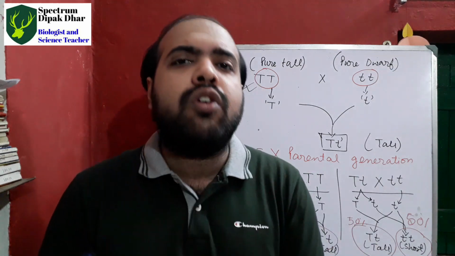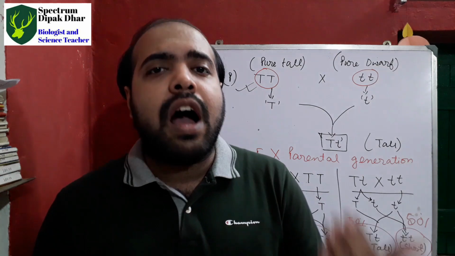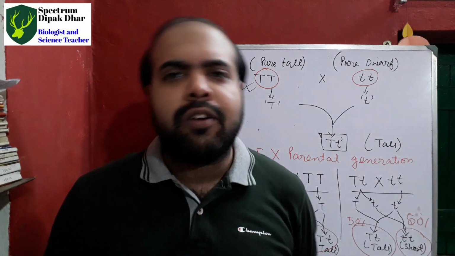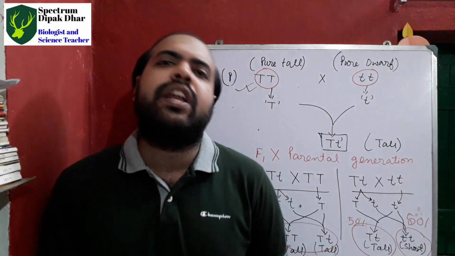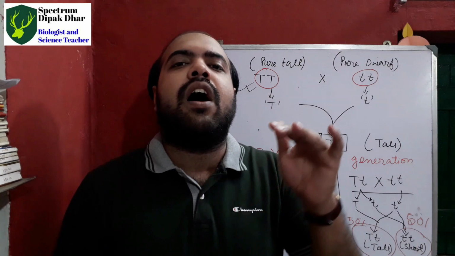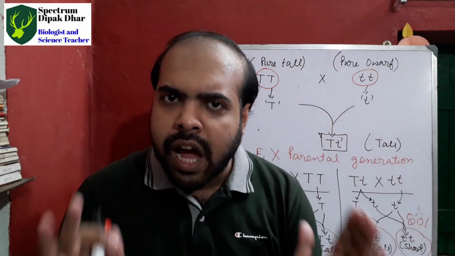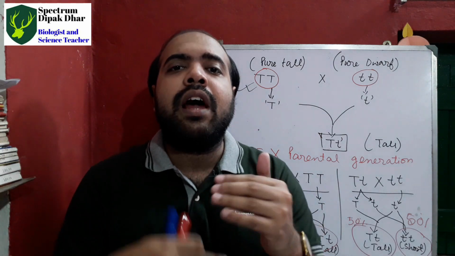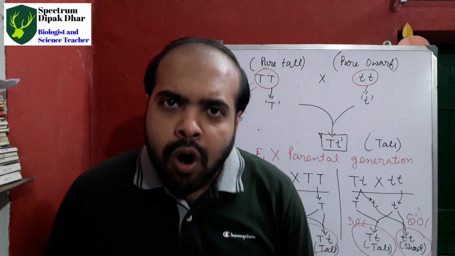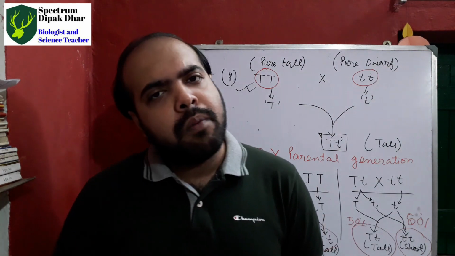So in order to find the unknown genotype of that particular plant, you have to perform a test cross. So what is a test cross? A test cross is basically an experiment, or a hybridization, where you can identify the unknown genotype of a plant. Now how can we perform a test cross?